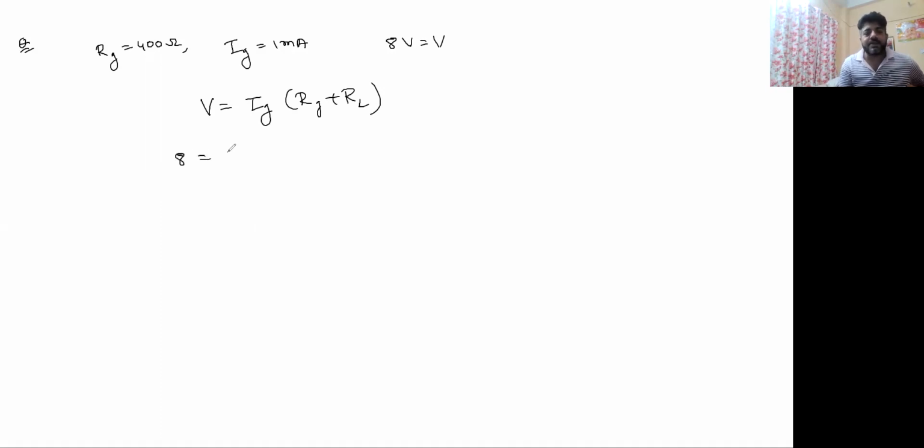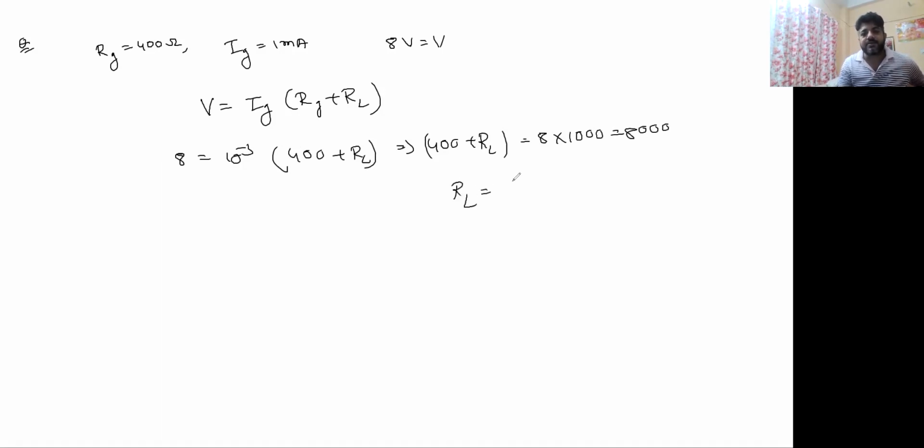So 8 is 10 to the power minus 3 into (400 plus RL), which means 400 plus RL. এটা এদিকে চলে যাবে, 8 into 1000, that is 8000. So RL is 8000 minus 400, 7600 ohm. কি হবে? Connected in series. সিরিজ কথাটা লিখবি, হ্যাঁ, কানেক্টেড ইন সিরিজ। ক্লিয়ার?